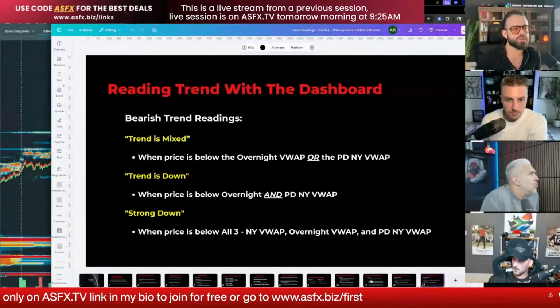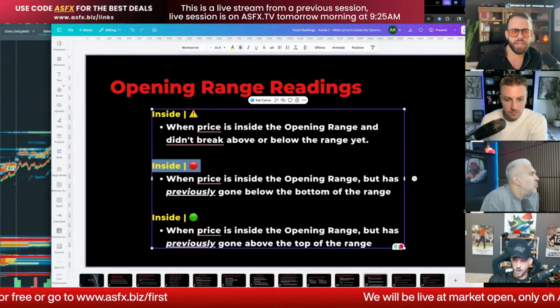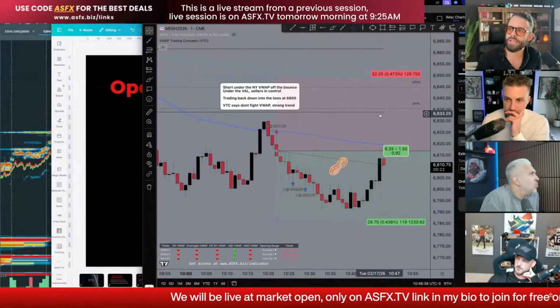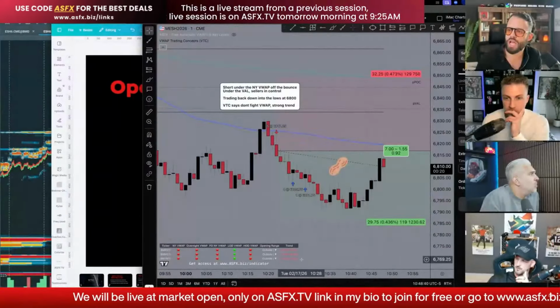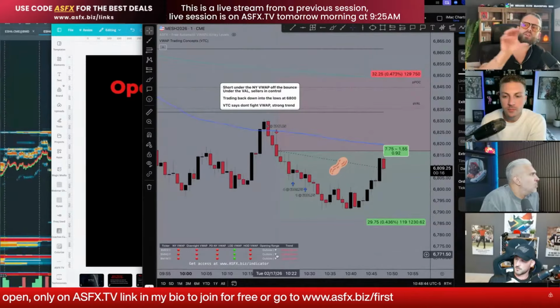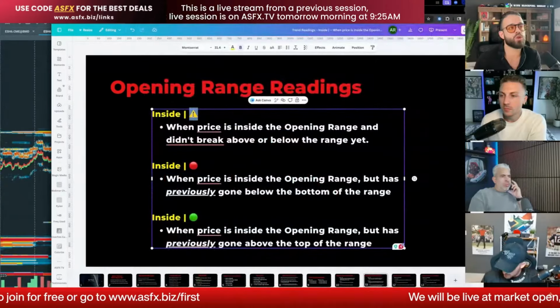You'll see the opening range has a couple of different readings here. It'll say inside and be red. If we go back in the range, and have only broken it to the one side, it will say inside because we're inside at that moment. And then it'll be red or green, depending on what side we broke. And if we haven't broken it yet, it'll give you a little caution symbol.